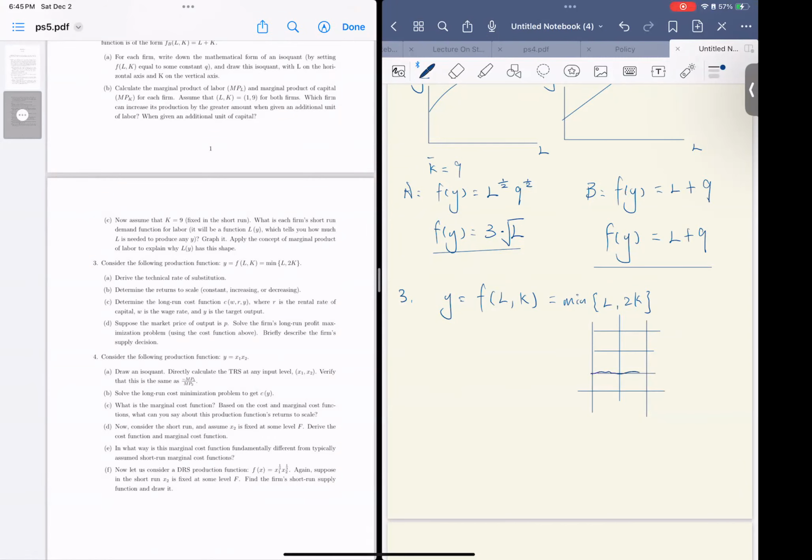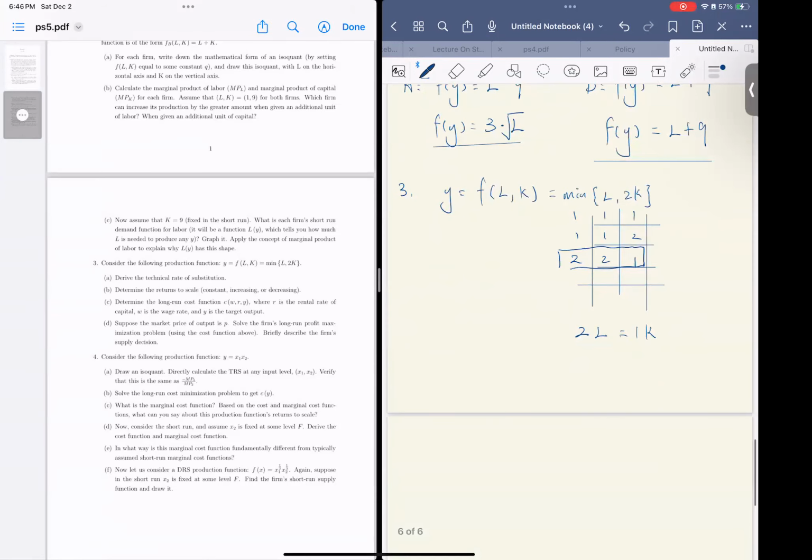I don't know what the ratio between the labor and capital is, so I'll just plug it in. So 1, 1, I get a production of 1. 1, 2, I get a production of 1. 2, 1, I get a production of 2. So we know that it's 2 labor equals 1 capital.